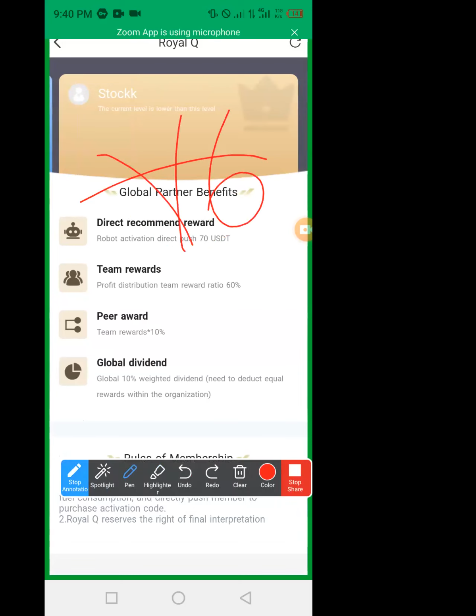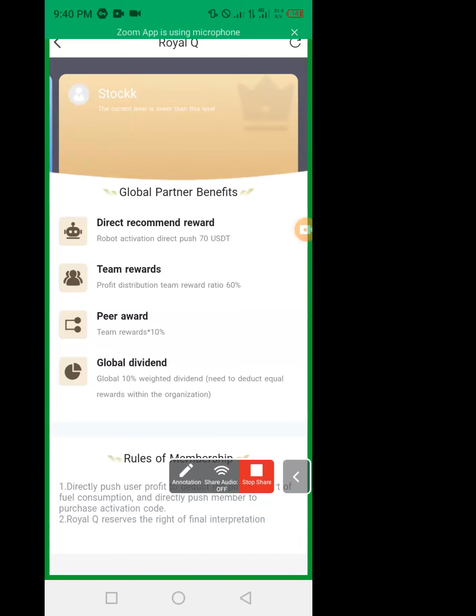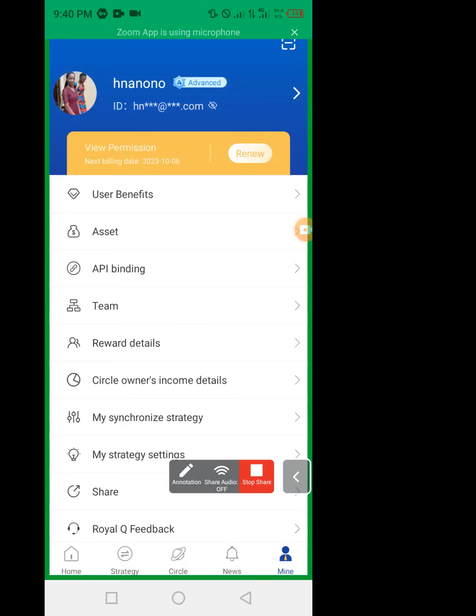So always when you go to user benefits, it will show you what you are supposed to do in order to go to another rank, and what you gain. If you are at a certain rank, what are your rewards? What are you supposed to earn from Royal Q, especially if the team has done something? So we shall always find them there. Next time, I'll come here to break down the marketing plan or the payment plan of Royal Q. Then we can also look at assets.